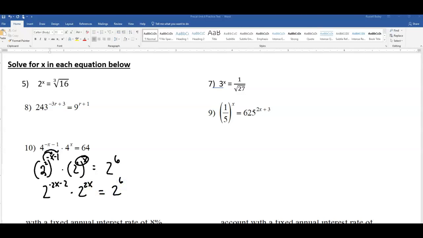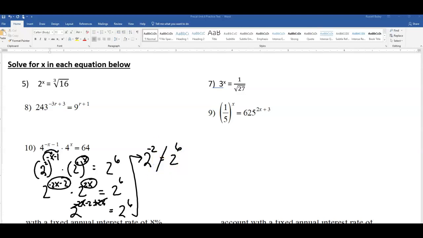Now this one has something a little bit different on it. When you have two of them being multiplied together and they have the same base, what you can do is add their exponents together. So negative 2x minus 2 plus 2x equals 2 to the 6th. Okay. Now interestingly, these two x's cancel out, and I'm left with 2 to the negative 2 is equal to 2 to the 6th. Now that's just a false statement. There's no more x's. My x's went away, and I'm left with a false statement. When that happens, that just means there's no solution. Okay?